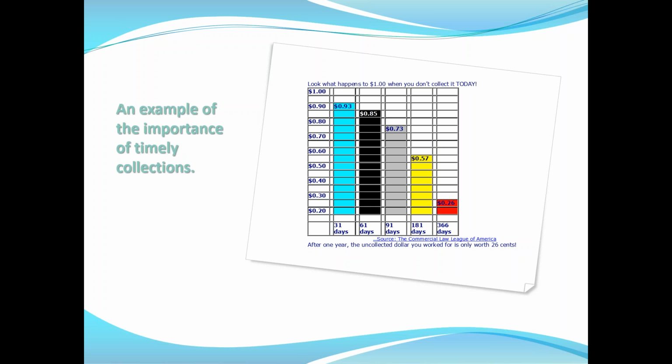So take that dollar and multiply that by 10,000, and now you're looking at $10,000. If you have a $10,000 accounts receivable that is over a year old, that $10,000 is worth, if you're lucky, about $2,500 now. And that would be in healthcare.